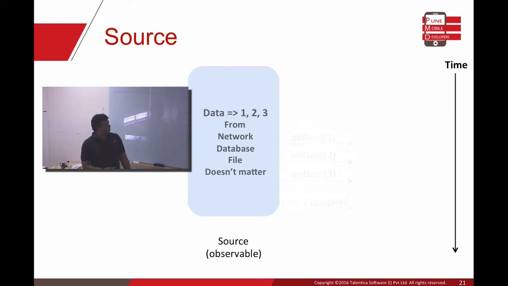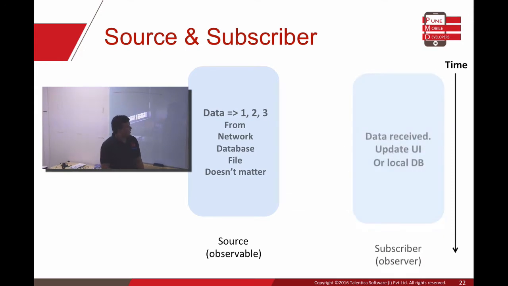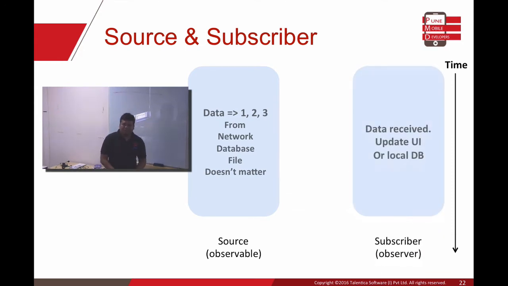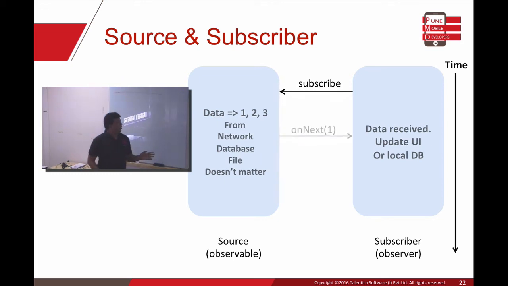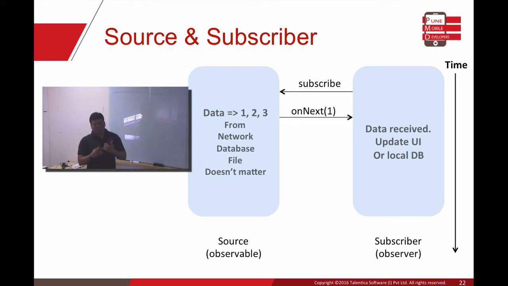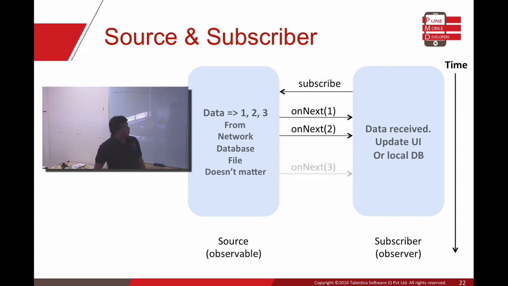So okay, now it doesn't just emit the data. It depends on the type of source or observable you're creating. But the idea is there is a subscriber. So subscriber, what it does is it will subscribe first. It will subscribe to the source. Okay, I'm ready to receive data. And after subscription, whenever this source emits the data, the observer receives it, and the observer can update the UI or local DB. Based on the data, the observer can perform some operations.